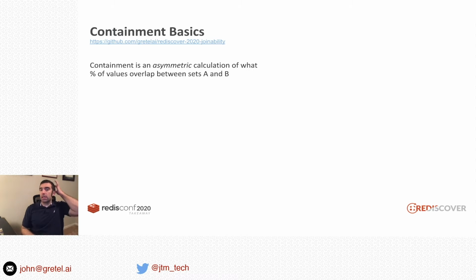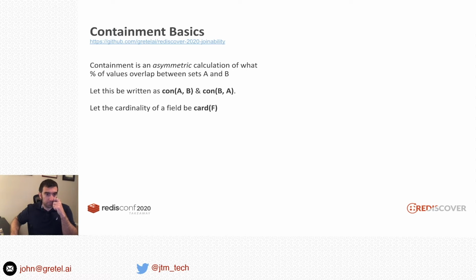So what is containment? Containment is an asymmetric calculation of what percent of values overlap between set A and set B. And when I say asymmetric, it's because it's two-way. So you can actually calculate the containment of set A inside of set B and set B in set A. This is a little different than other techniques like a Jaccard index, where that gives you one value for any pairwise tuple of sets. So we'll write this as con(A,B) and con(B,A) for our formula.